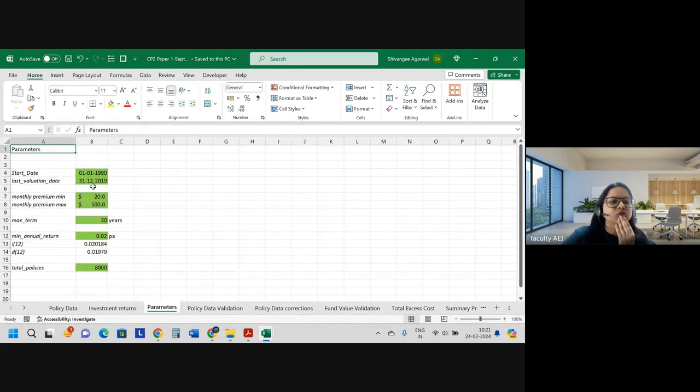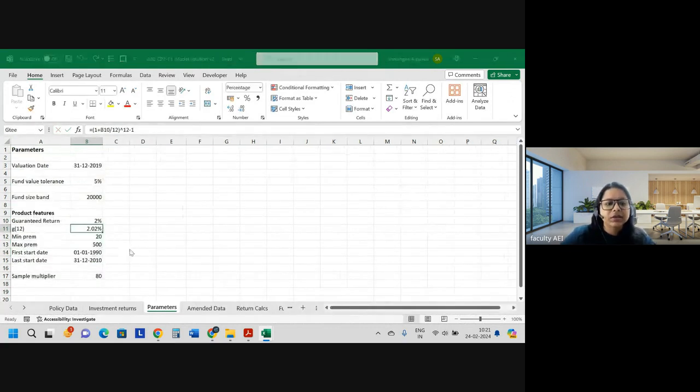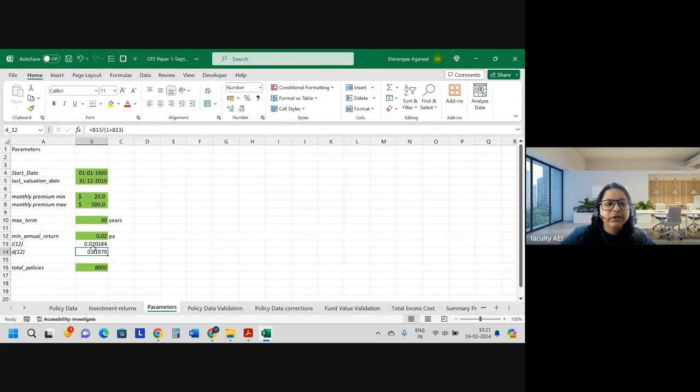I don't know why I used to mark it in green, but it's wrong because in earlier papers they did it. I think it's fine if you don't mark it and just mark it in blue, whatever calculations you have done. So these need to be, I use the same formula, just that I did this minus one. Okay, so even I have done this minus one and I've calculated D12 as they have mentioned and total policy.